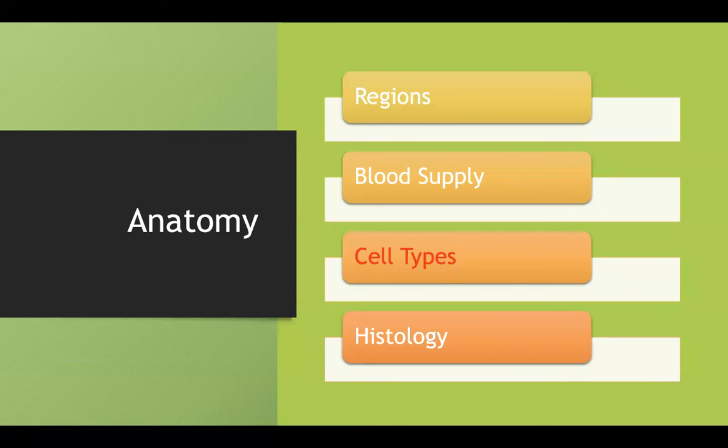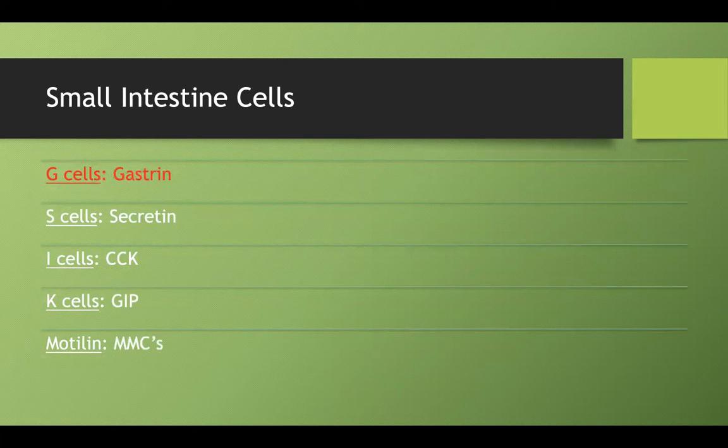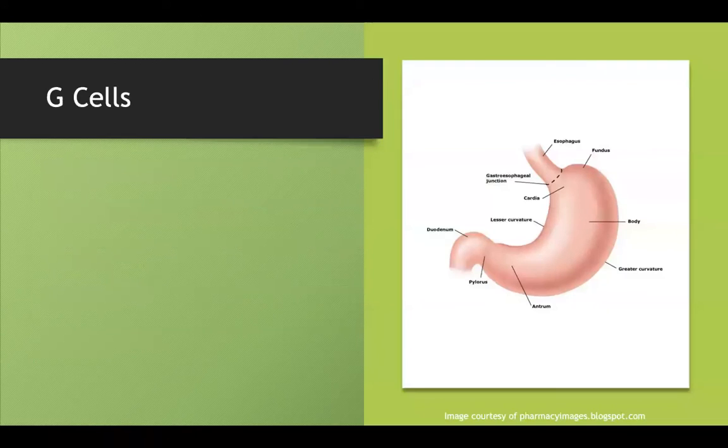So it can get stuck in that region. Let's talk now about the cell types of the small intestine. First, we can talk about G cells, which we also discussed in the stomach lecture. They produce gastrin. S cells produce secretin. I cells produce cholecystokinin. K cells produce a hormone called GIP. And motilin cells help facilitate something called migratory motor complexes, or MMCs. So we're going to go over each of these 5 now, starting with G cells. Hopefully this will be a little bit of a review.